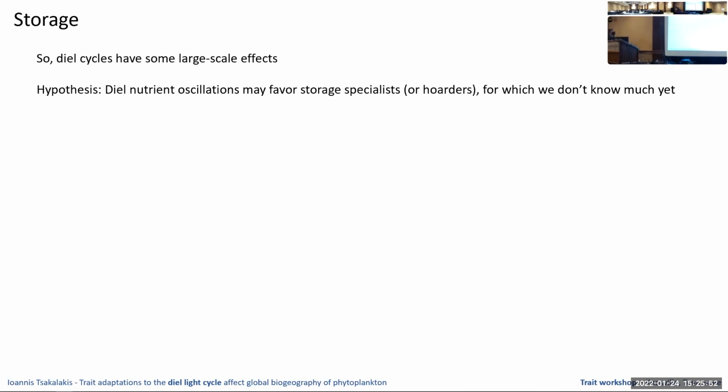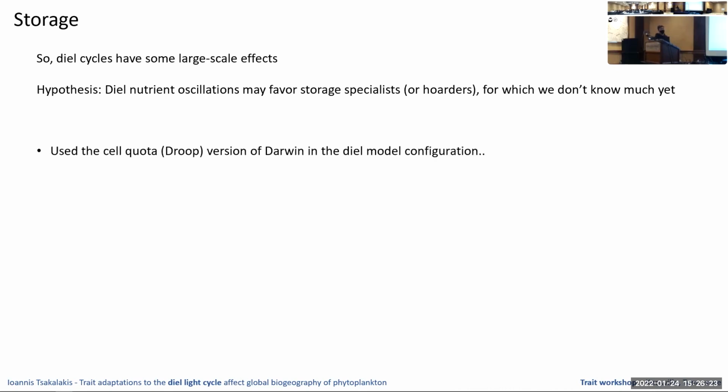So now we do see that diel cycles have some large scale effects, and the hypothesis is that these diel nutrient fluctuations might favor some species with storage capacity to take advantage compared to other traits, because with these increases of nutrients during the night, probably one species decides to store them and use them together with photosynthesis during the day. And luckily, the Darwin model has a quota version that I switched on, and I can study this hypothesis.